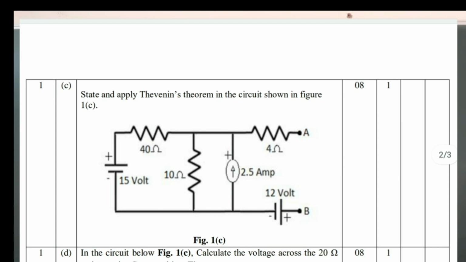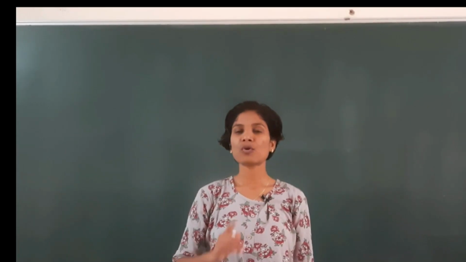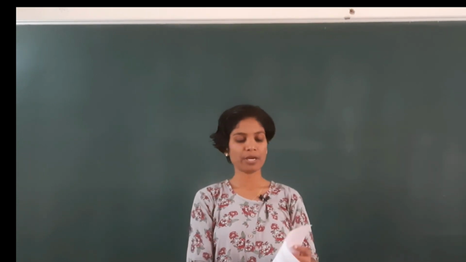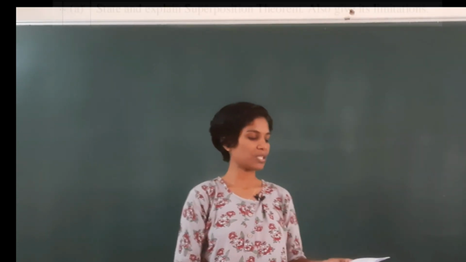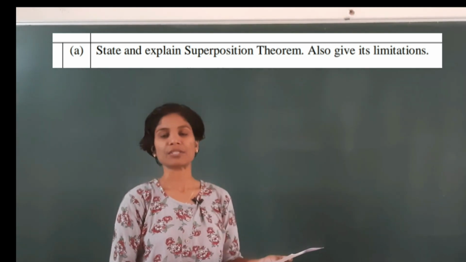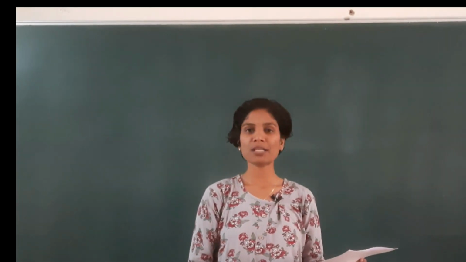So now we are going to discuss about the question number 1A, 1B, 1C and 1D. So now in the screen you can see whatever is the question paper, and we are going to discuss about the question number 1A. So 1A question, I am just reading out. That question is about the state and explain superposition theorem, also give its limitations, right? So this is a theoretical question, carries 4 marks.